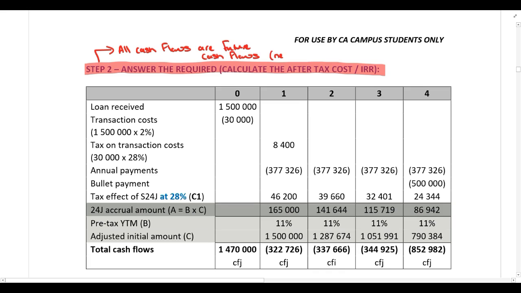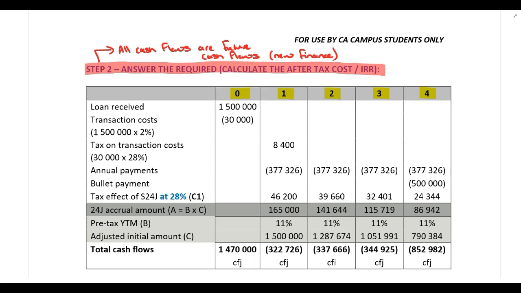This is new finance. So the full period of the loan is 4 years, so we include the full loan period in our calculation because all of your cash flows are future cash flows. This is not an existing loan. This is a new loan that the company does not yet have.